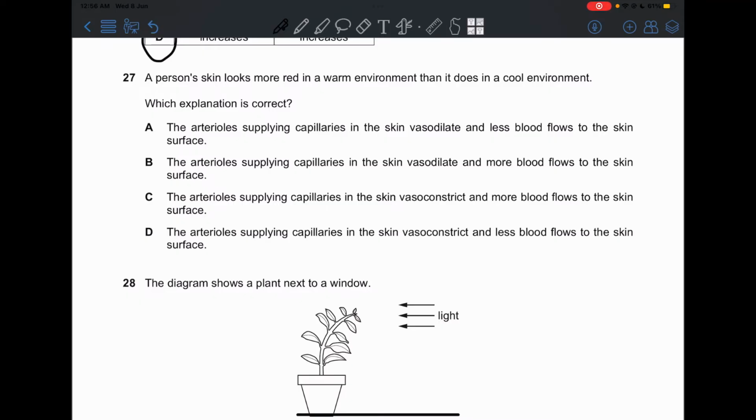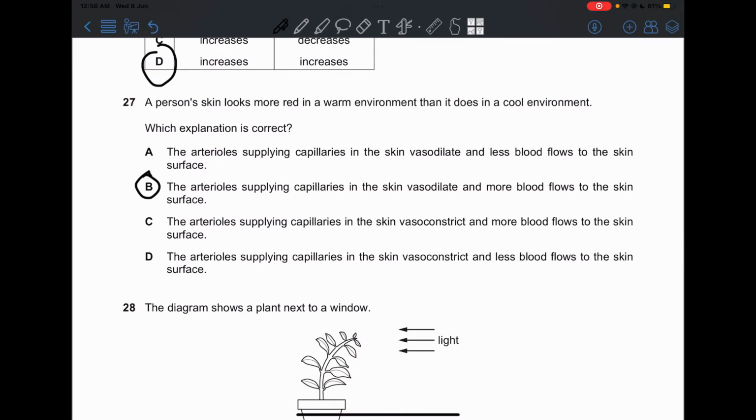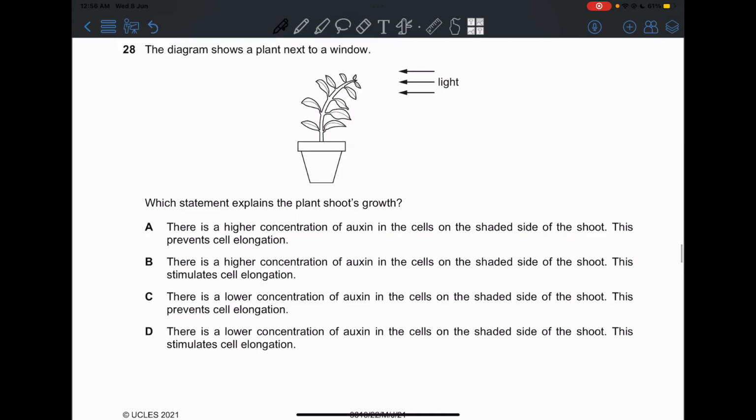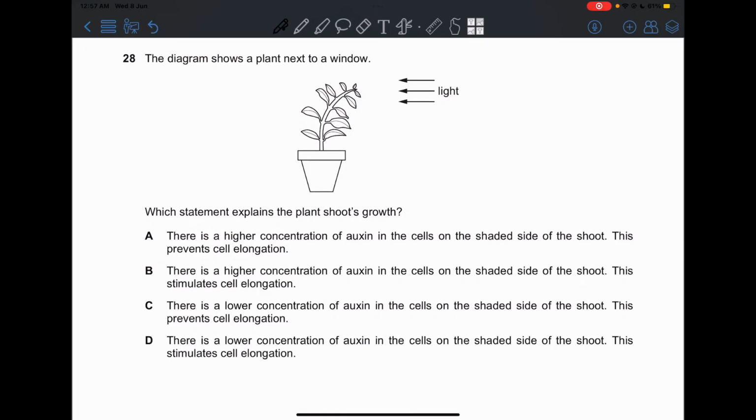Now B says the arterioles supplying the capillaries in the skin vasodilate and more blood flows to the skin surface. Now this is correct. So this is the correct explanation of what happens to the skin in the warm environment. 28. The diagram shows a plant next to a window. Which statement explains the plant's growth? Let's read the options. There is a higher concentration of oxygen in the cells on the shaded side of the root. This prevents elongation. Well, this is incorrect. It actually stimulates cell elongation. So our answer will be B over here because it says stimulates cell elongation, and we know that oxygen actually accumulates on the shaded areas and not the light or the unshaded areas.